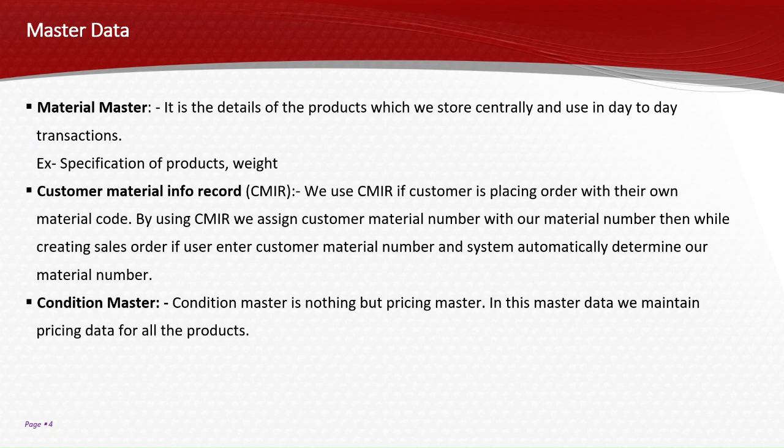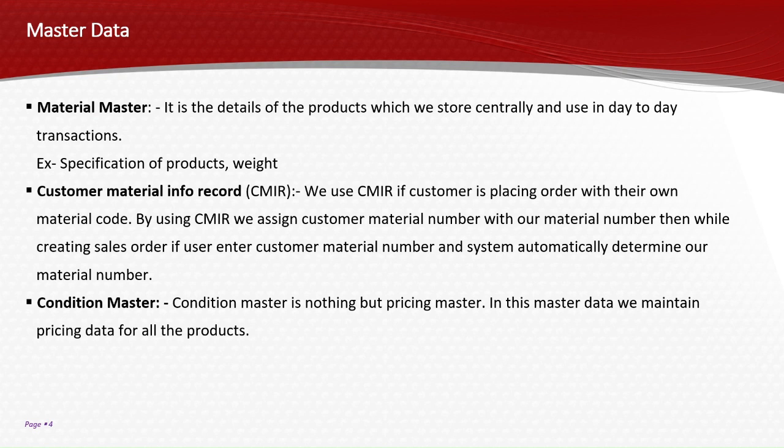Second one is the master data will avoid manual mistakes. Then next one is the material master. It is the details of the product which we store centrally and use in day-to-day transactions. For example, while creating material, we are maintaining the specification of products, weight, standard price, item group, item category, material group, etc.